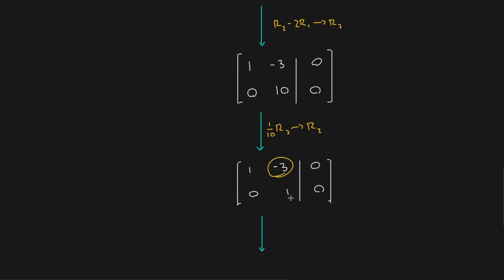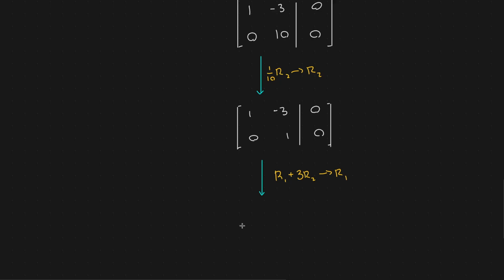we need a 0 here because we have a leading term here. So all the other entries in a column with a leading term have to be 0. So let's get a 0 right here. So that's going to be row 1 plus 3 row 2 is my new row 1. So that gives me 1, 0, 0, 0, 1, 0.